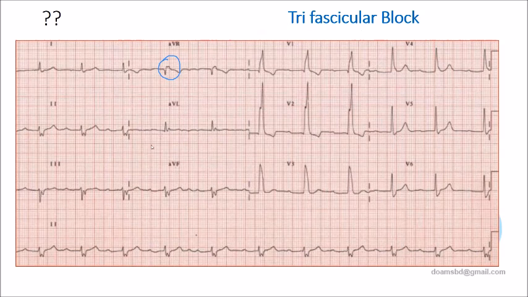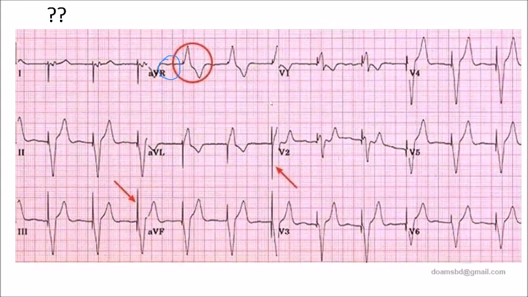So in the rhythm strip, prolonged PR interval means common bundle block. Wide QRS in aVR means right bundle branch block, and there is a wide QRS in V1 with right axis deviation. So you see V1 is wide, and it is not tall, rather it is wide. Wide is more important. So this is trifascicular block.